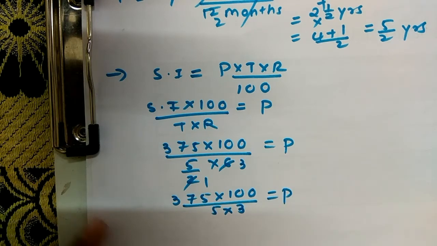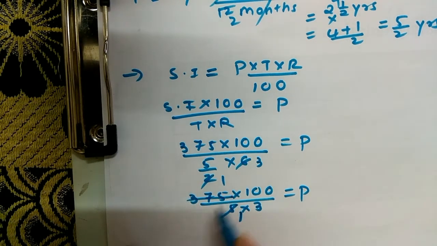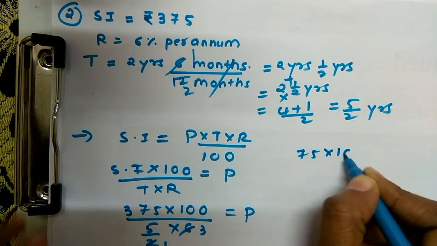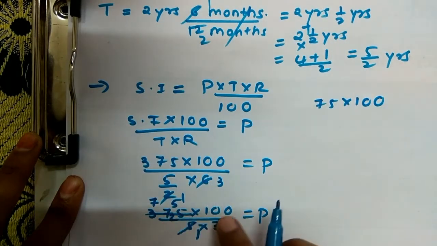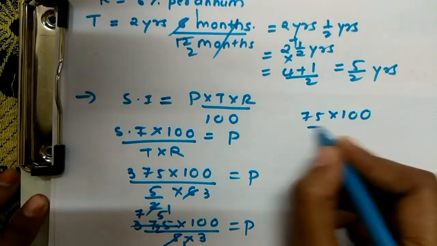Further you can solve. 5 and this 375 we can divide. 5 ones are 5. Then 5 sevens are 35. Then 2 remains, 5 fives are 25. You got here 75 into 100, 75 and here 100. 1 into 3 is 3.